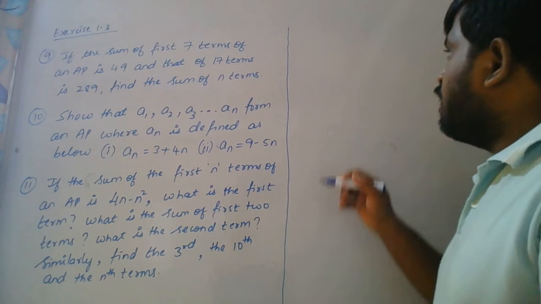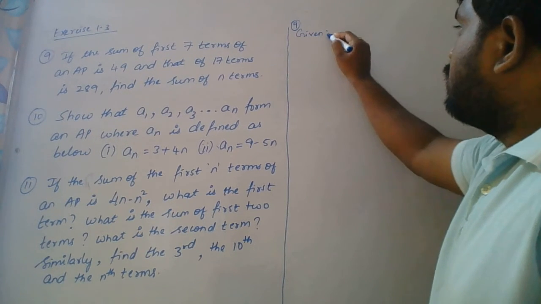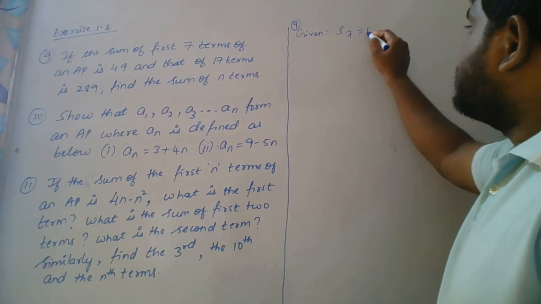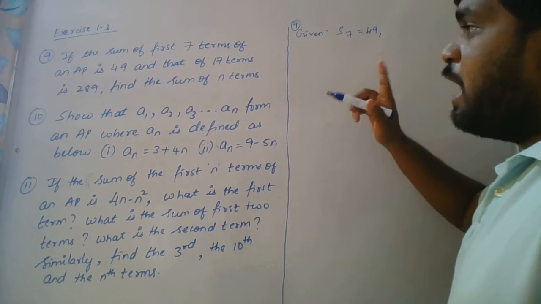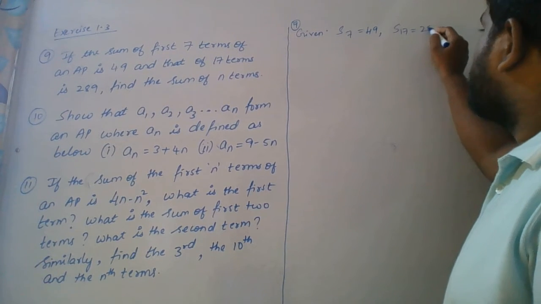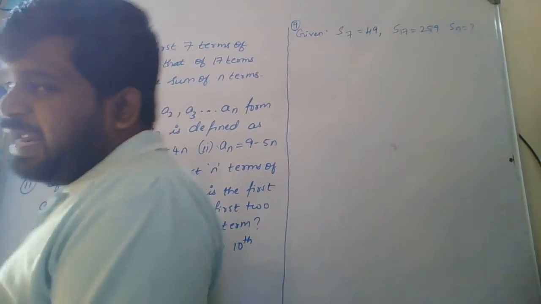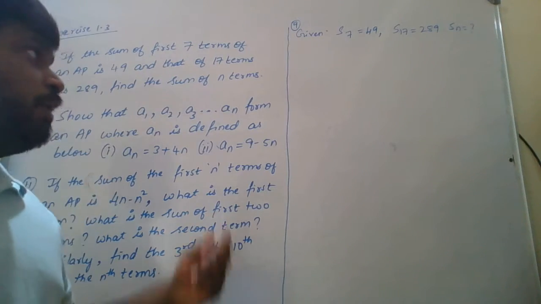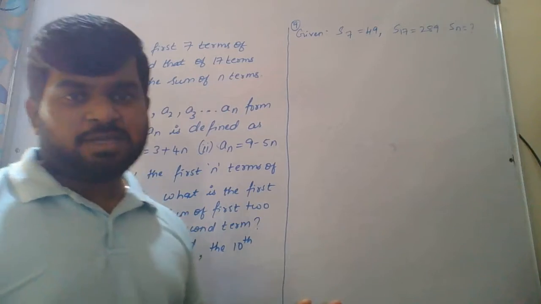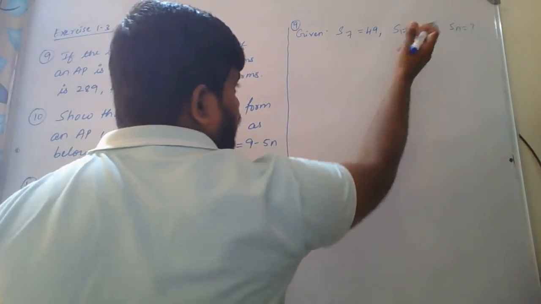Now, what are the given things here in the 9th question? The sum of first 7 terms, that is S7, is given as 49, and that of 17 terms, that is S17, is 289. We must find Sn. To find anything we need a and d, but we don't have a and d here, which means we get two equations. Solve the two equations by elimination method, and we'll get the answer. Using the first, you get one equation, and through the second you get another equation.